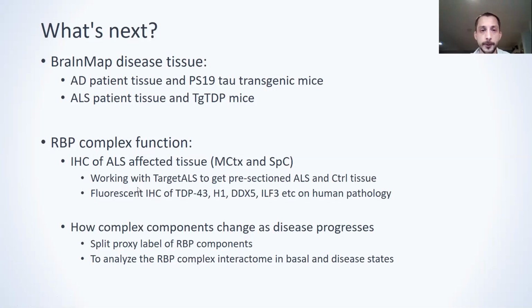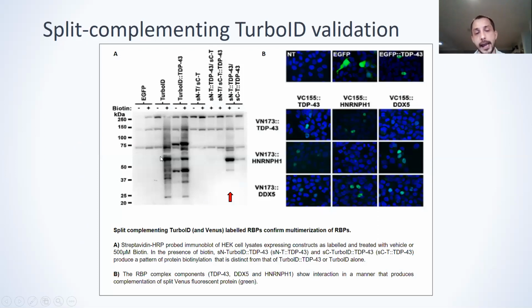So how does that work? Well, TurboID is a proximity labeling protein. And then in the presence of biotin, it biotinylates proteins that are nearby the TurboID. And if you fuse TurboID to TDP43, you get a different profile. You get the things that are proximal to TDP43 at the time of addition of biotin.